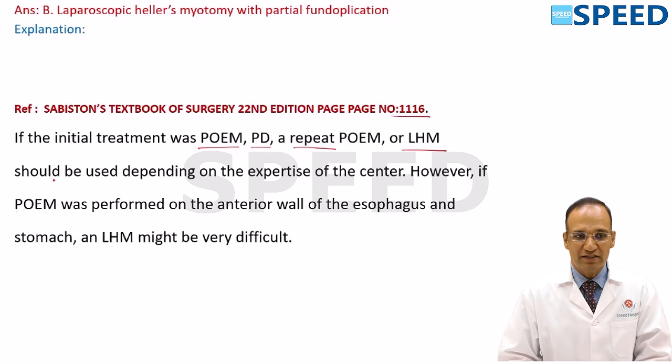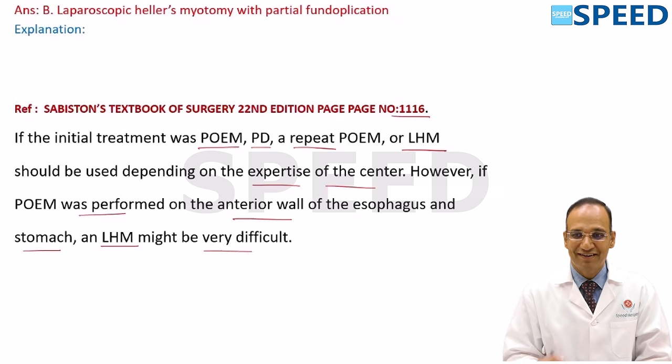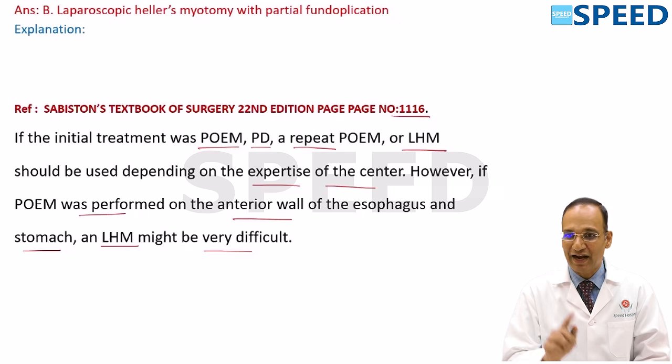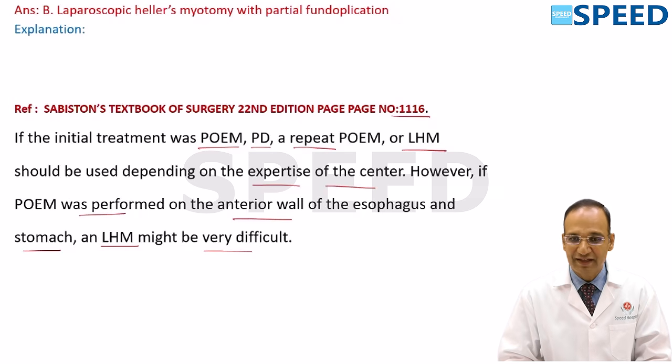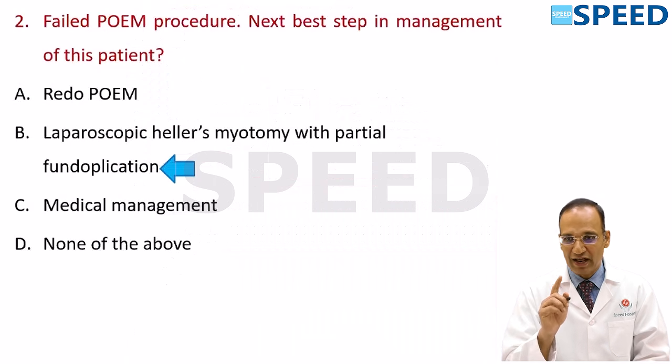Laparoscopic Heller's cardiomyotomy should also be used depending on the expertise of the center. However, if POEM was performed on the anterior wall of the esophagus and the stomach, laparoscopic Heller's myotomy might be very, very difficult. So it depends on which wall is being divided in POEM, in which wall the myotomy is done. That makes the subsequent procedure easy. Those details are not there in the question, but you need to have that in mind.